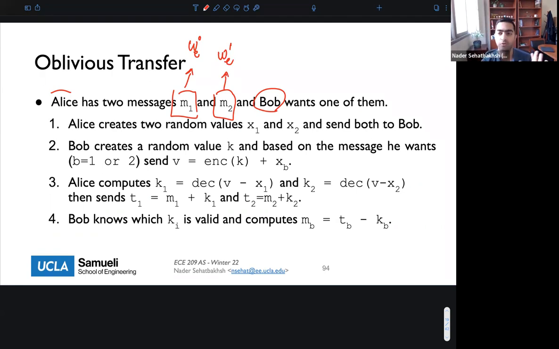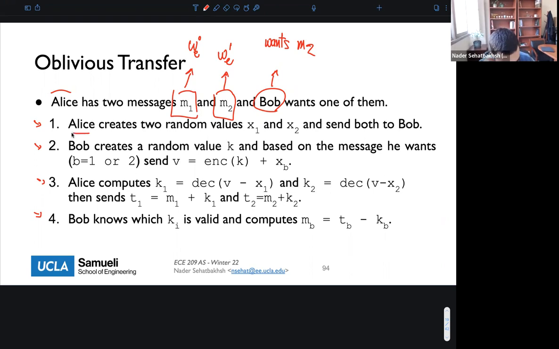But for now, just a generic case, assume that Alice has two messages, M1 and M2, and depending on what Bob wants, Bob needs one of these two. So let's say, without loss of generality, that Bob wants M2. All right, so here are the 4 steps that need to be taken in order to create this process. Let's go through them one more time.